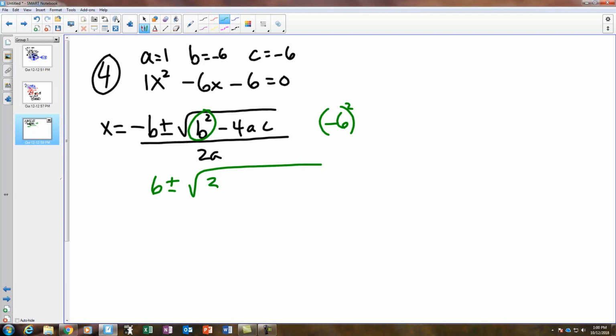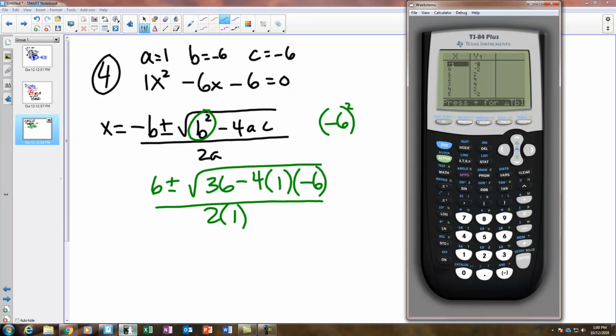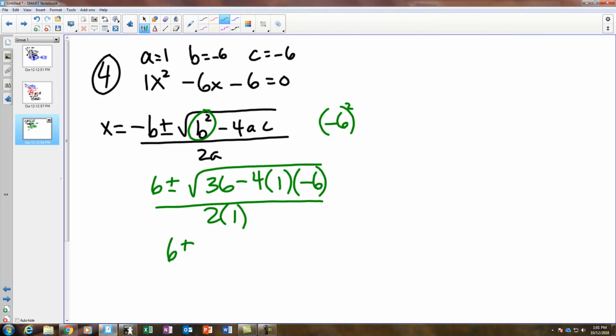squared? It should be a positive 36 minus 4 times a, which is 1, times c, which is negative 6, all divided by 2 times a, which is 1. This is the place where I'm going to grab my calculator. I want to calculate the inside of the square root without the square root, just the inside. So 36 minus 4 times 1 times negative 6. If I just put that all in, I get the number 60. So I now have 6 plus or minus square root of 60 all over 2.